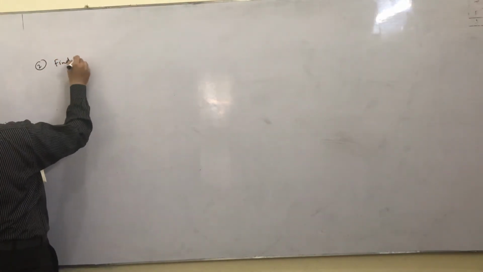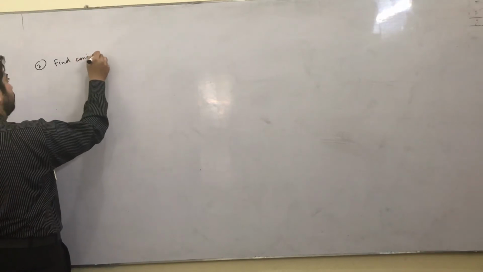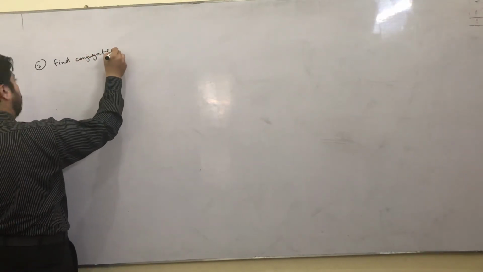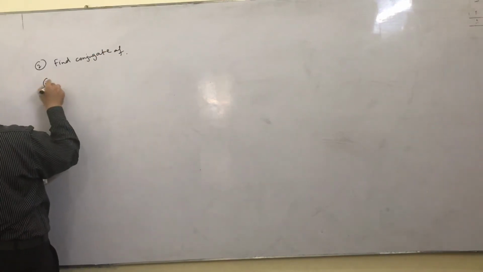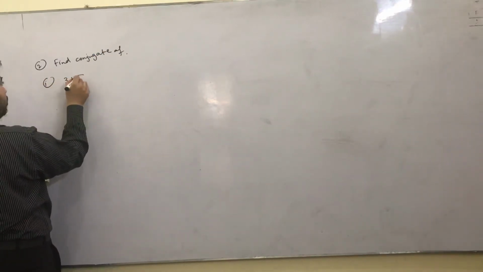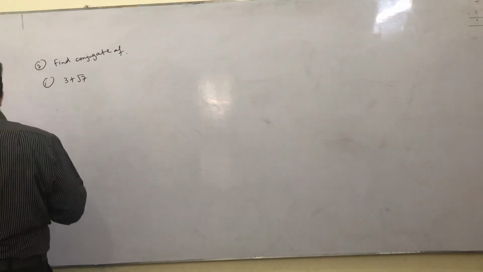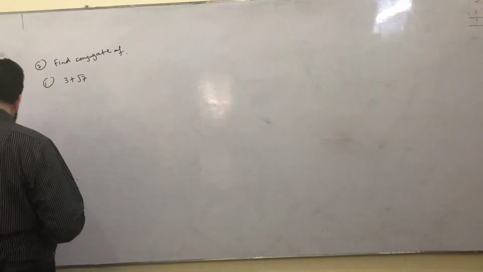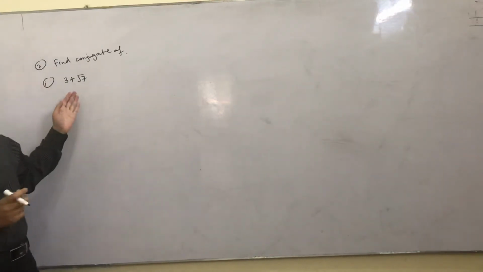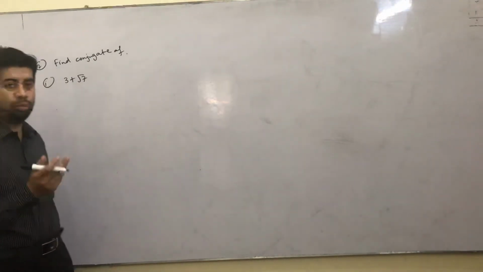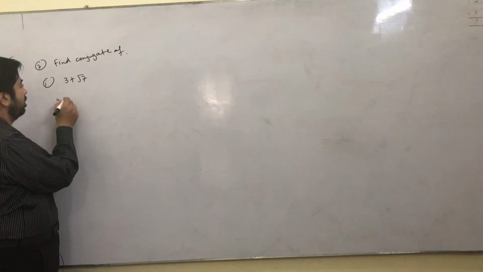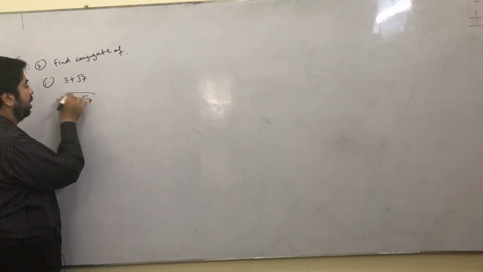Find the conjugate of 3 plus square root 7. So what will be the conjugate of 3 plus square root 7? I hope you understand it. The conjugate is 3 minus square root 7, and that's it.